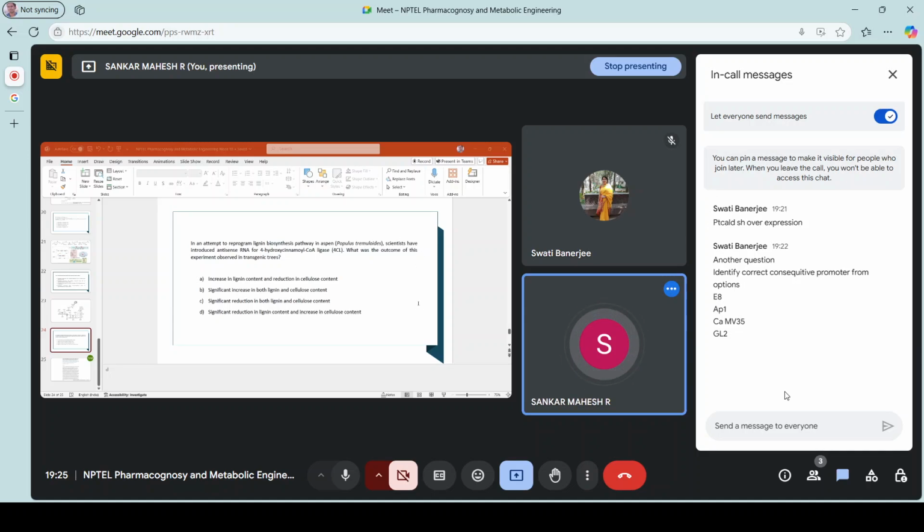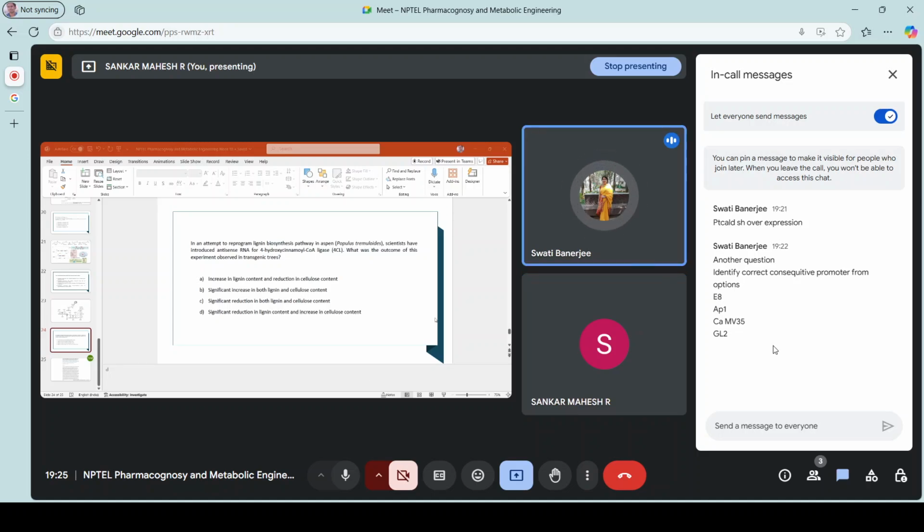Were you able to post this message on the platform, that Google Groups? Okay, so this is the PT CALD 5H, sir. The question I checked: PT CALD 5H in this particular plant, Populus tremuloides. Yes, PT CALD 5H overexpression. What happens to the S-lignin, increase or significant decrease? That has been a reduction in the lignin.